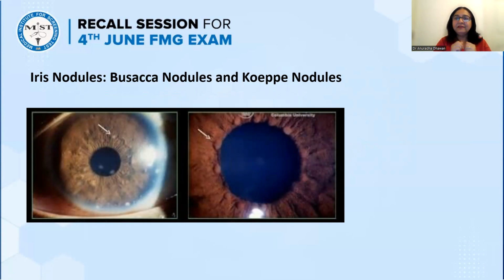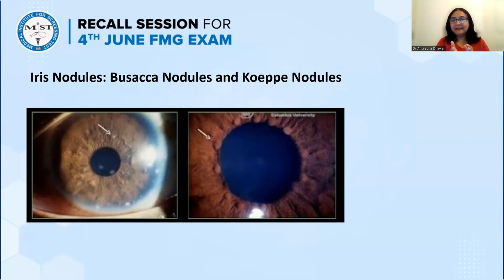Iris nodules, as you know, are a feature of uveitis, specifically the granulomatous type of uveitis. There are two types of nodules which we can see. One is known as Busacca nodules, and the second one is known as Koeppe nodules. Busacca nodules are found on the body of the iris or the iris stroma. So B for the body of the iris or base of the iris and B for Busacca. Koeppe nodules, as you are seeing here, are seen at the pupillary margin.